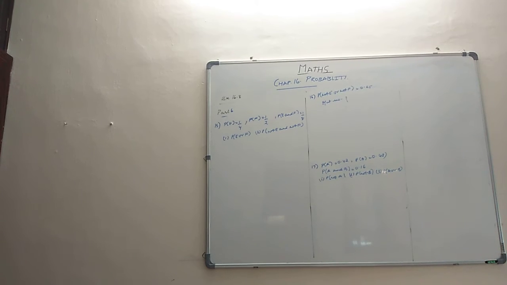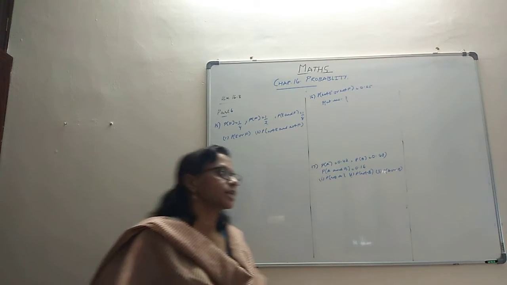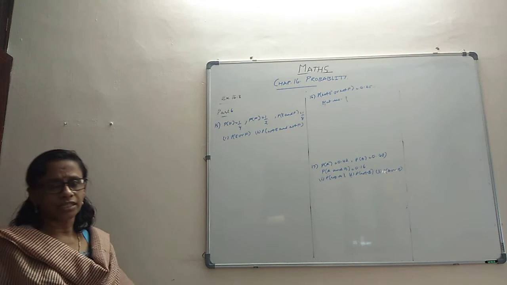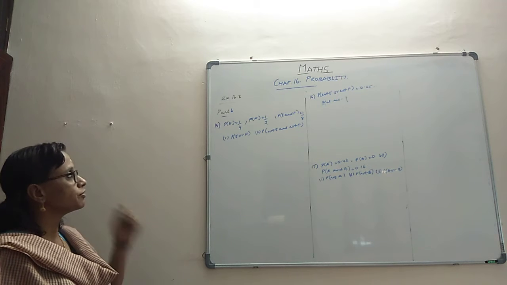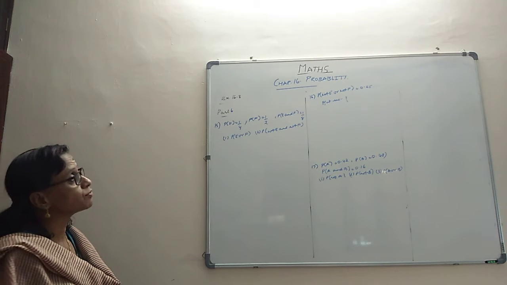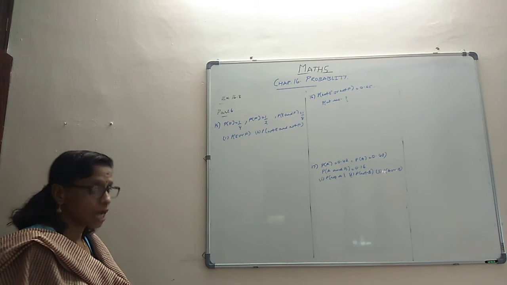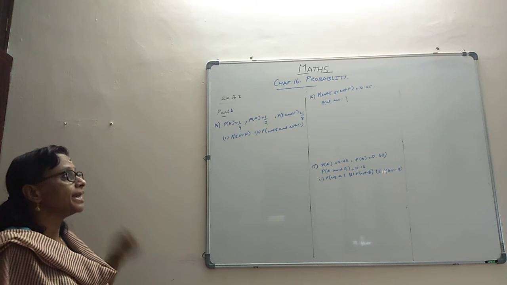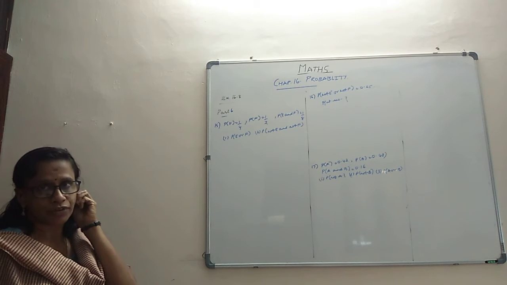Hello folks, we are coming to the part 6 video of the exercise 16.3 and let's proceed with the ideas that we learned in the previous question. In the 15th question, they are giving us the probability of E as 1 by 4, probability of F as half, probability of E and F is 1 by 8 and they ask us to find out certain things.